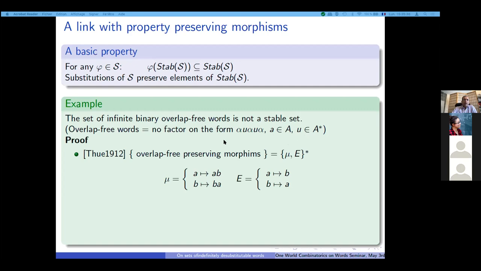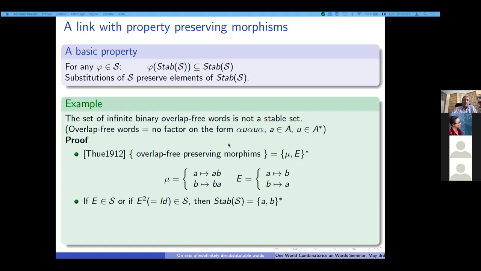It is known since the work of Thue in 1912 that the morphisms that preserve overlap-free words are exactly the morphism mu that maps A to AB and B to BA, the morphism E that exchanges the roles of A and B, and all the compositions of these morphisms.